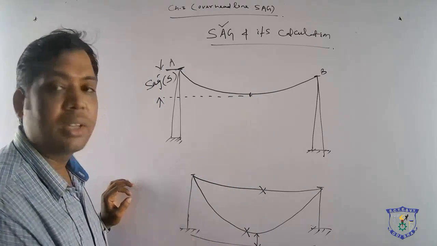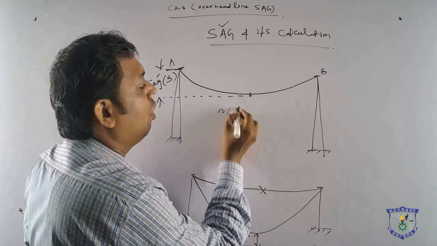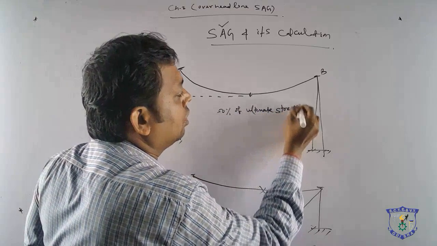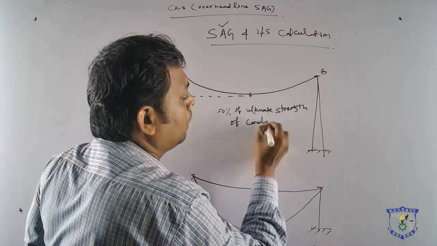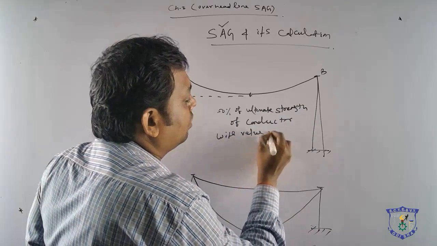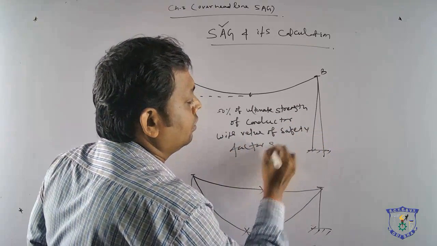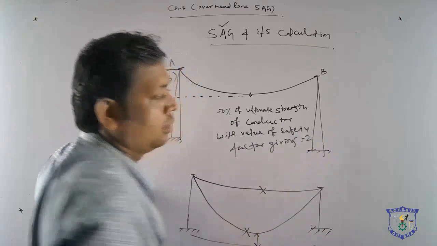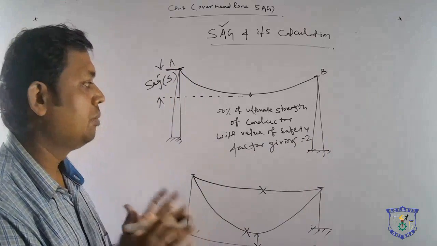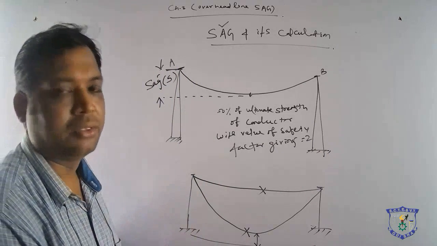Okay. So how do you keep the conductor safe? Remember, always take 50% of the ultimate strength of the conductor, with a safety factor value of 2. So if you take 50% of the ultimate strength of the conductor with a safety factor of 2, your conductor is definitely in safe tension. Okay.